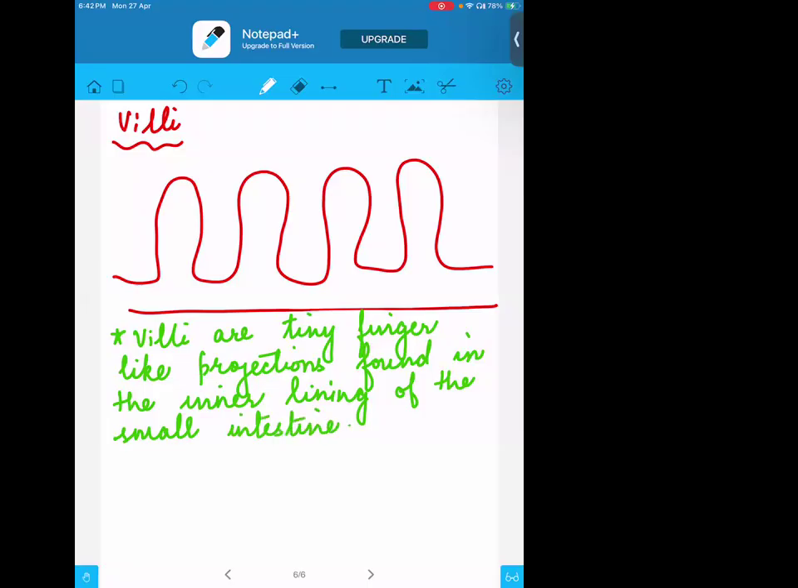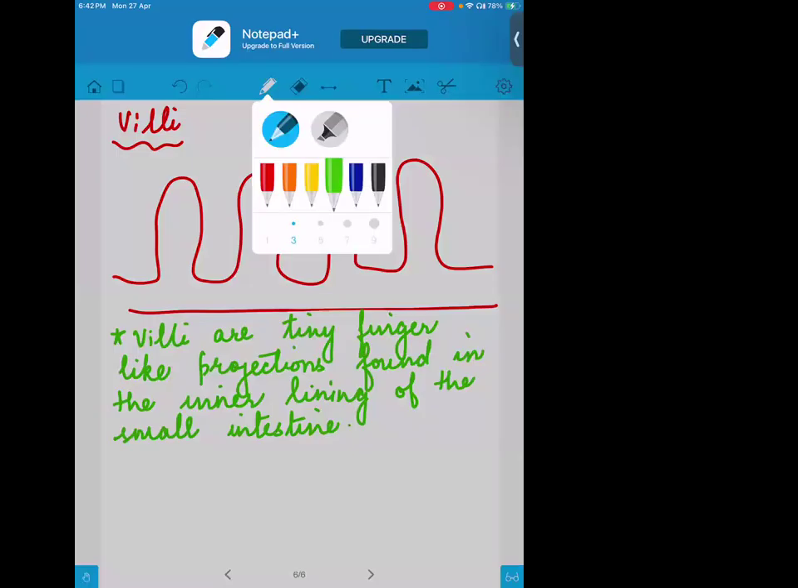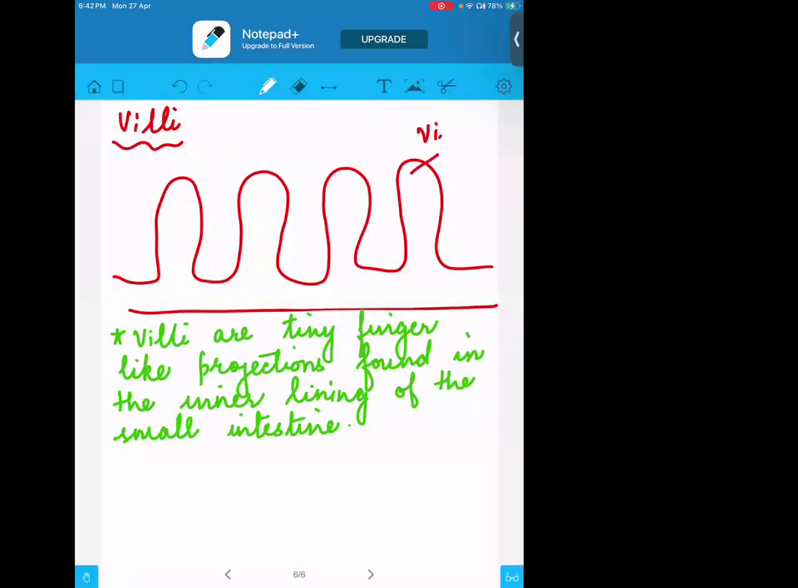And on these villi. So these finger-like projections are called, yeah, tell me. Ma'am, found in the, what is after found in the? Inner lining of the small intestine.